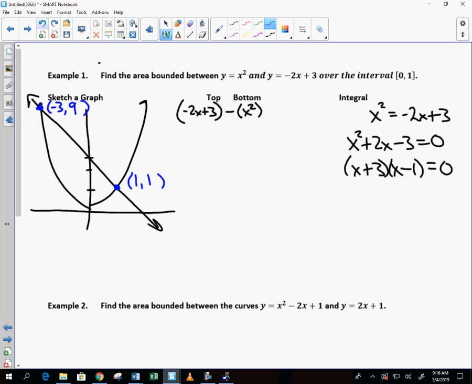So this is the region that I'm... You can plug it into either one because they're equal to each other. I chose x squared because I felt that was easier. Are we all on the same page?